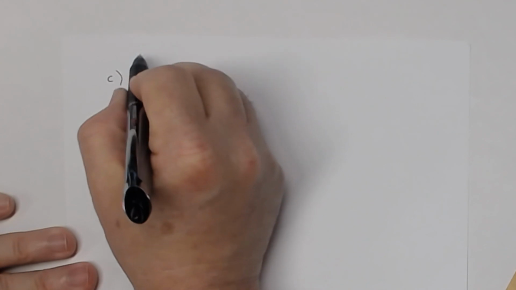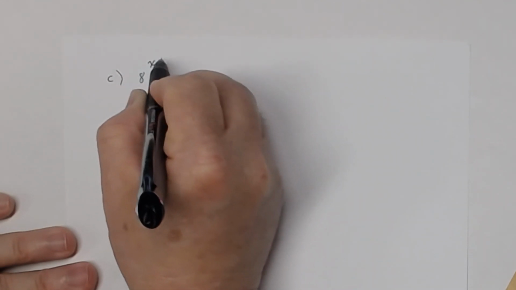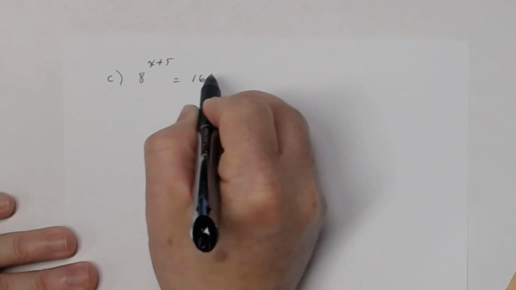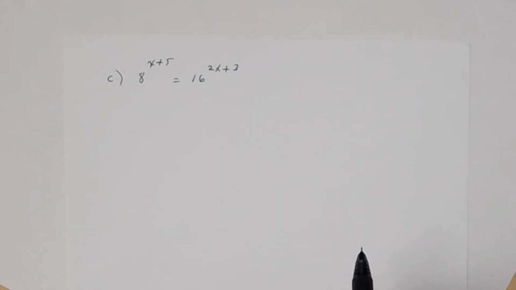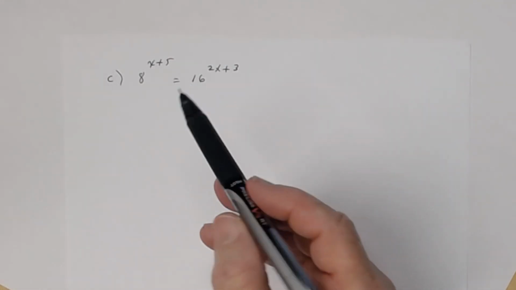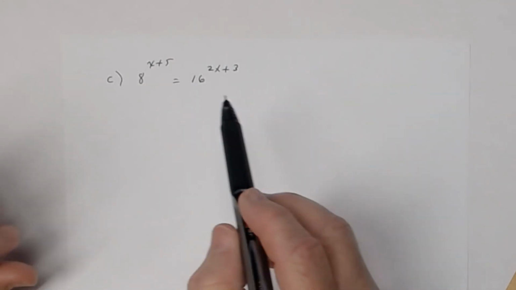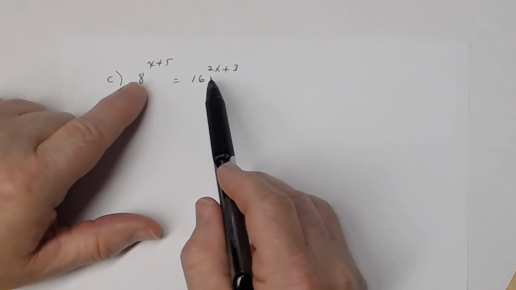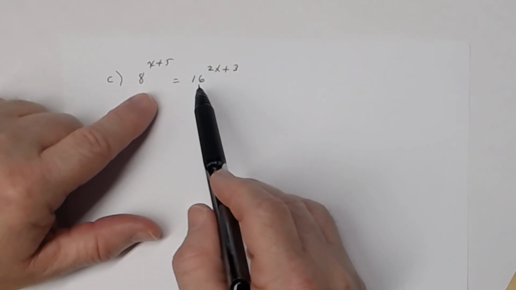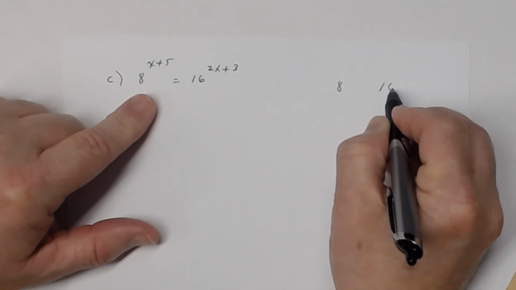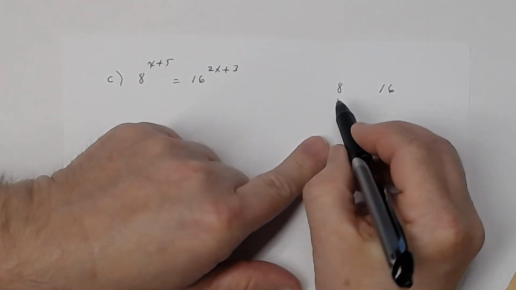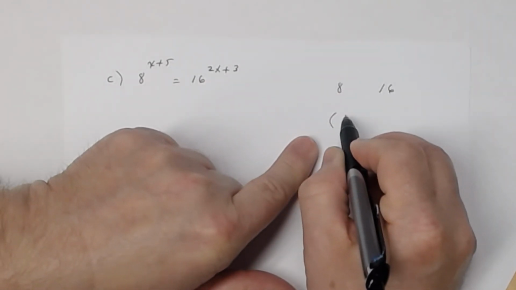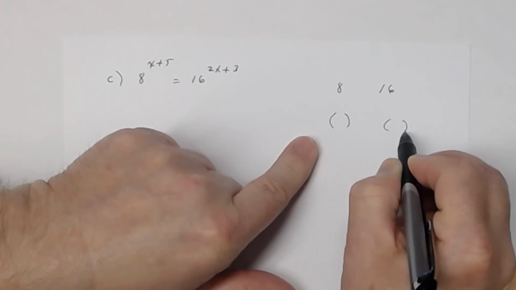All right, in letter C, you have this problem. You have 8 to the x plus 5 equals 16 to the 2x plus 3. Remember, in these set of problems, you want to use that one-to-one property. So in these set of problems, you're going to be able to get those bases to be the same. So let's think about 8 and 16. Now remember, you want to rewrite 8 and 16 as an integer raised to a power.